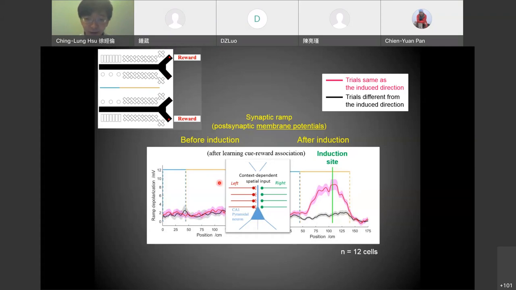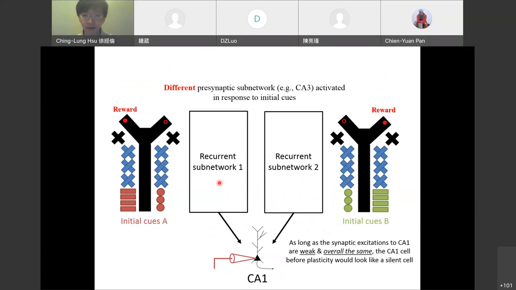I want to elaborate on the concept of this model further by drawing you this diagram. We recall the CA1 neuron, and we talked about the potentiation of the input going to CA1. Now we're really talking about the property of the presynaptic networks, such as in CA3, for example. The presynaptic networks can be completely separate, non-overlapping. Before the plateau induction and plasticity occur, the cell can still look like a silent cell. Why? Because as long as the synaptic excitation to CA1 is overall the same from the two networks, and relatively weak, the CA1 cell before the plasticity just looks like it receives a balanced input from either of the turning scenarios, and it's weak, so it's silent.